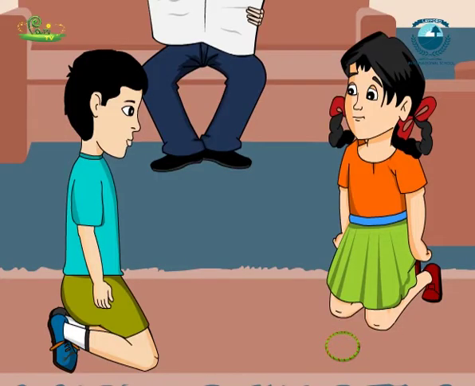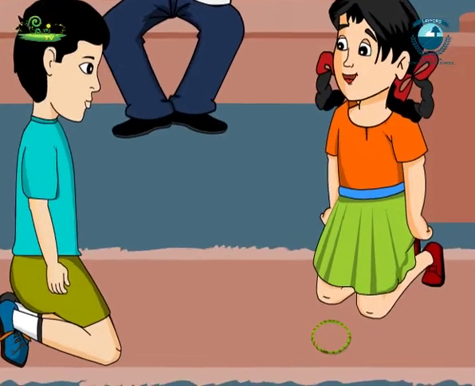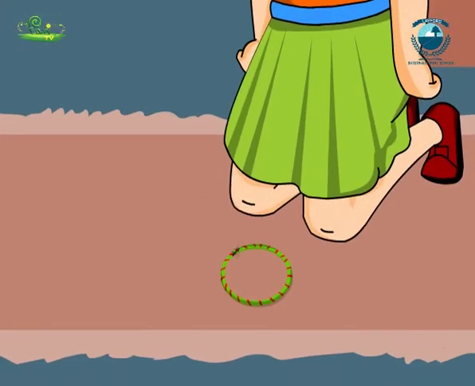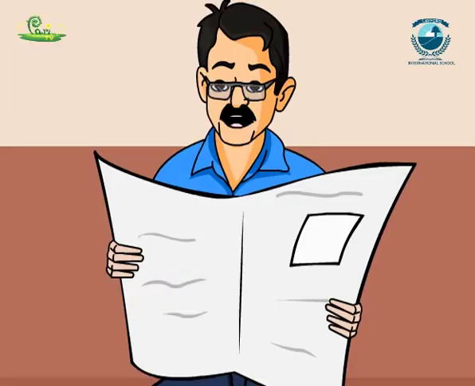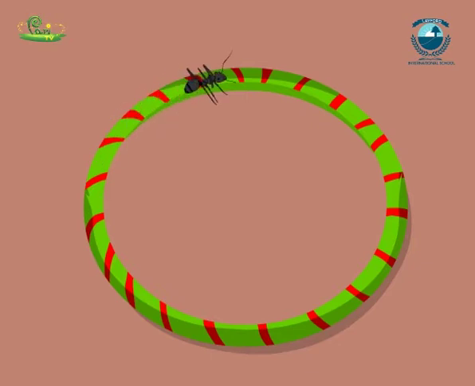What are you doing, Poonam? Look here, Pankaj. I have trapped the ant with my bangle and she is trying to get out of it. Really? It is interesting. What is interesting, son? Papa, an ant is moving along the bangle again and again in search of the way to come out of it.